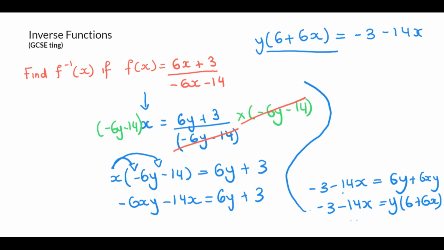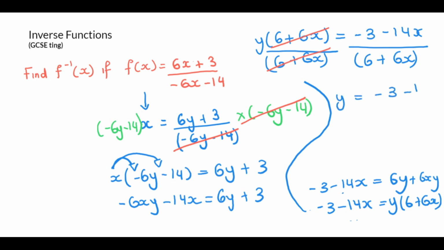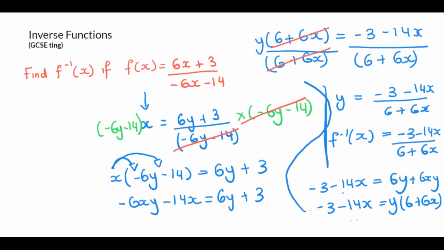Cool. Don't worry. So, divide by 6 plus 6x to get rid of that. So I have to divide the other side by 6 plus 6x. Always remember, whatever you do to one side, you do to the other side. So what happens here? Boom, boom. You're going to be left with y is equal to minus 3 minus 14x over 6 plus 6x. And so therefore your answer for the inverse function is exactly what we found there, which is minus 3 minus 14x over 6 plus 6x. You understand? This is your answer.